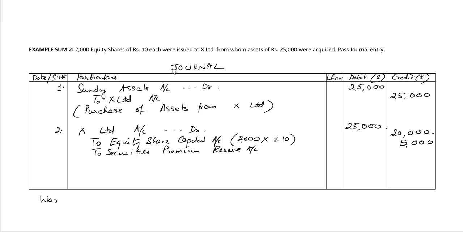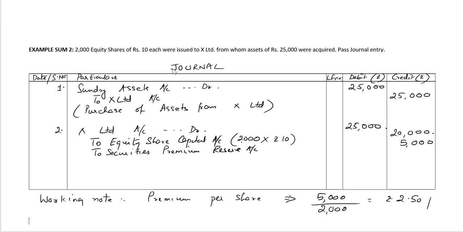And the working note to find out the premium per share is the total amount of securities premium, which is 5,000 rupees, divided by the number of equity shares issued, 2,000 equity shares, so it's rupees 2.50 per share, the premium. So it's 2,000 shares multiplied by rupees 2.50 per share.